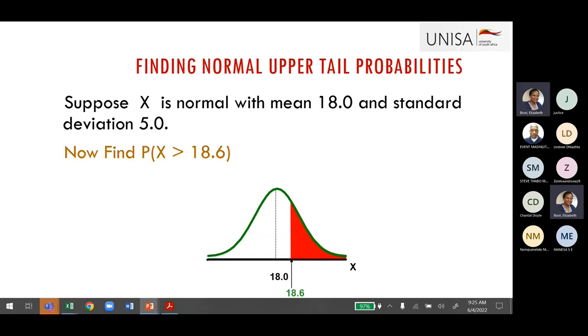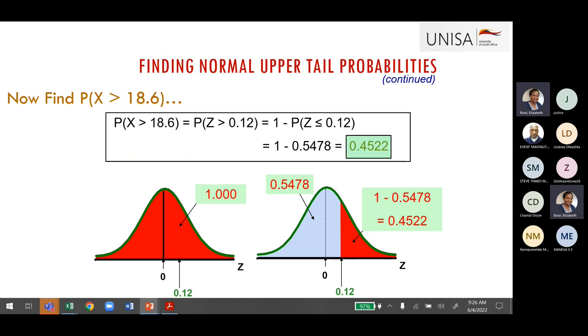Suppose X is normally distributed with the mean of 18, the standard deviation of 5, find the probability of X greater than 18.6. We've done this. It's the same question that we just did when we started with the exercise now on probabilities. So I'm not going to go into details because we calculated that and we know that it was 0.12.